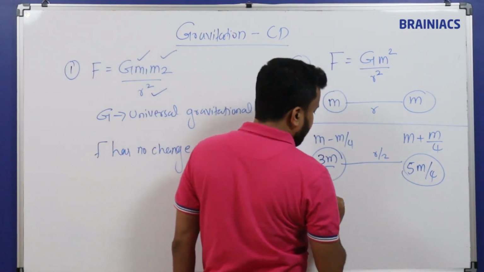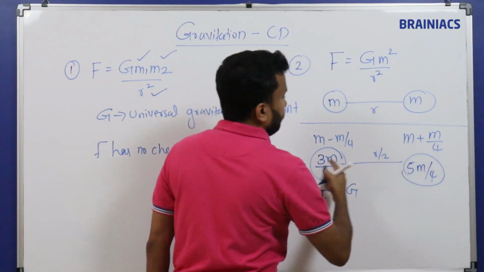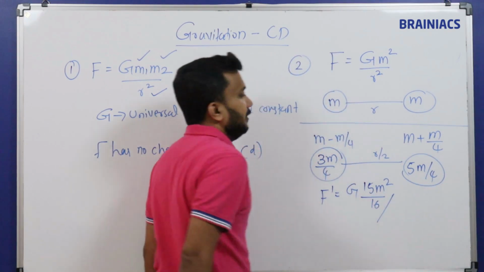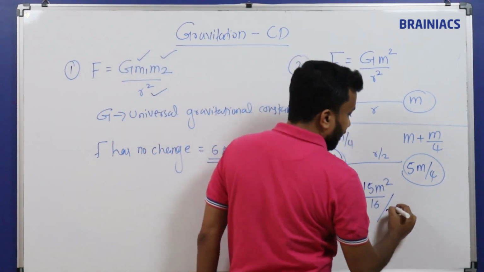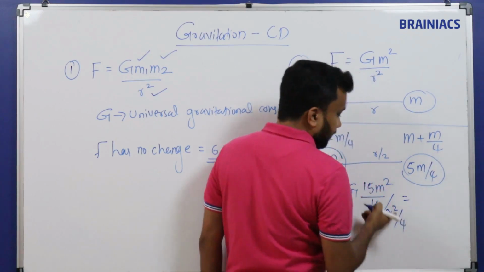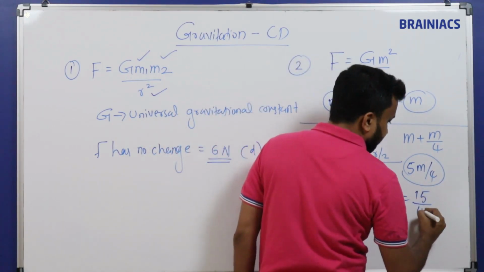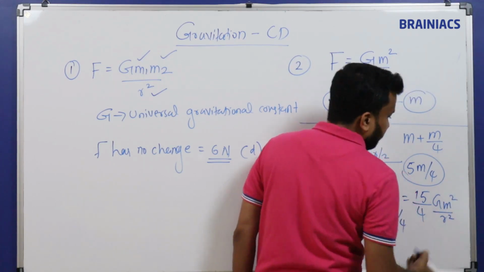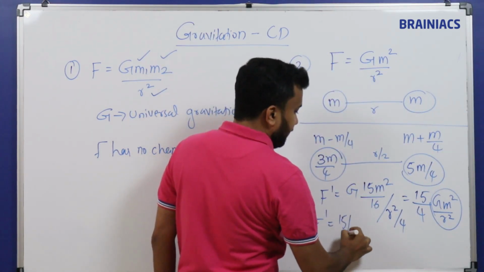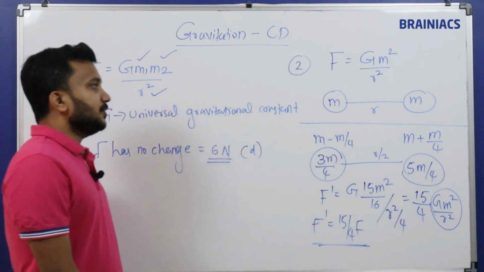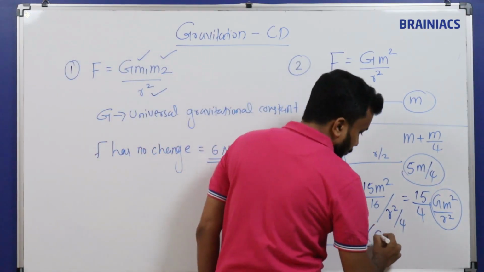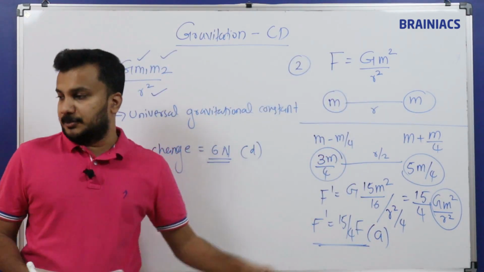So the new force F dash will be equal to G into the product of the masses, 3 × 5 = 15, m square divided by 16, whole divided by the distance between them, r by 2 the whole square, which means r square by 4. This goes to the numerator, then 4 and 16 get cancelled, so we get 15 divided by 4 times G m square by r square. What is G m square by r square? This is nothing but our F. So F dash equals 15 by 4 times F. This matches our option A, so option A is the right answer for question number 2.